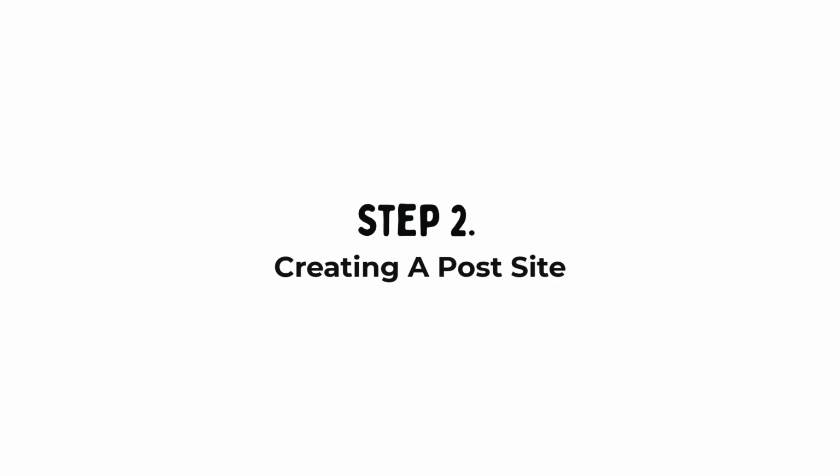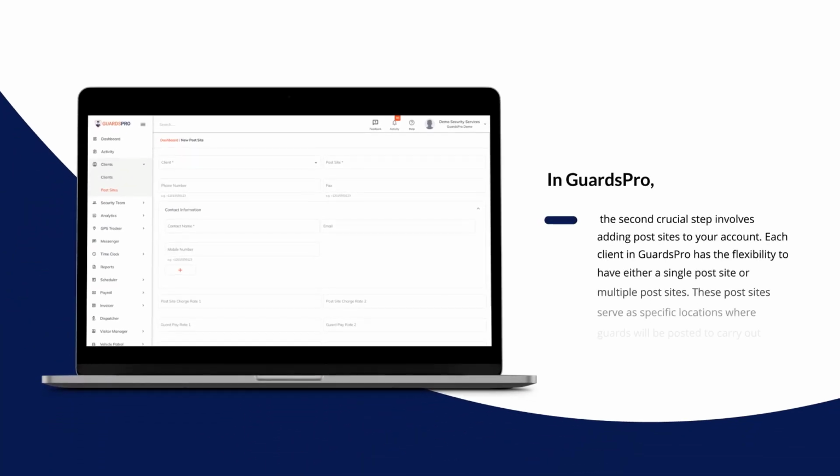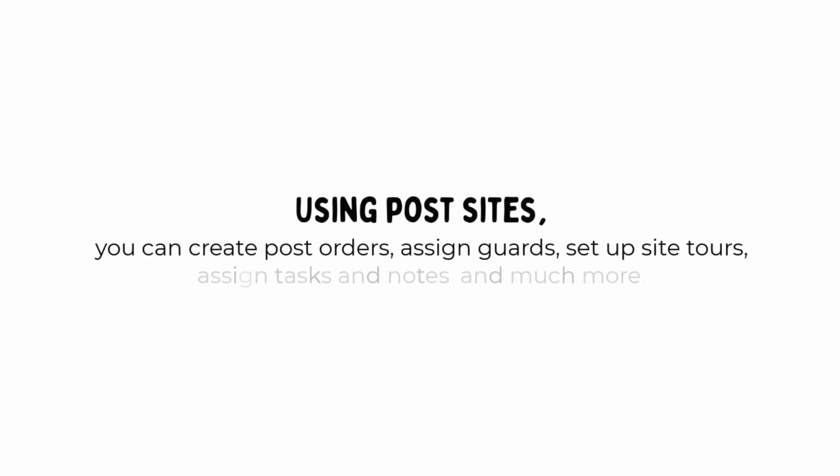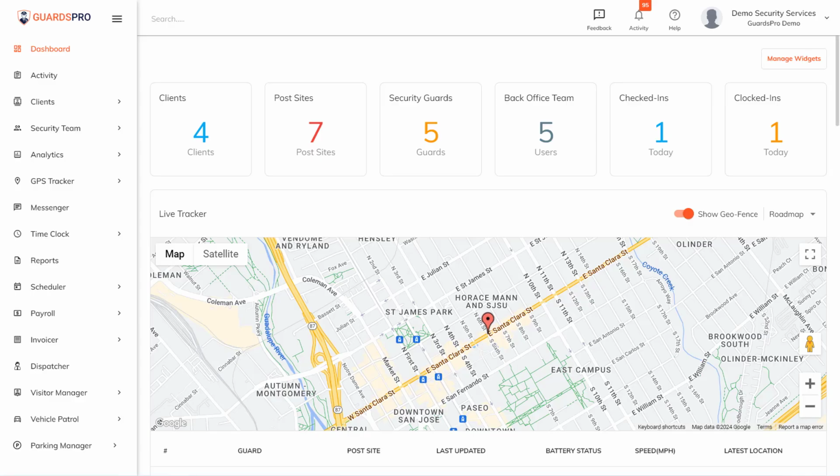Step 2. Creating a post site. In GuardsPro, the second crucial step involves adding post sites to your account. Each client in GuardsPro has the flexibility to have either a single post site or multiple post sites. These post sites serve as specific locations where guards will be posted to carry out security operations. Using post sites, you can create post orders, assign guards, set up site tours, assign tasks and notes, and much more. To add post sites, simply follow these steps.